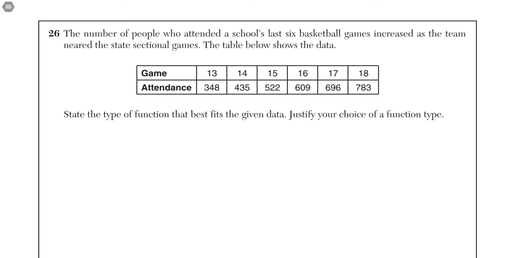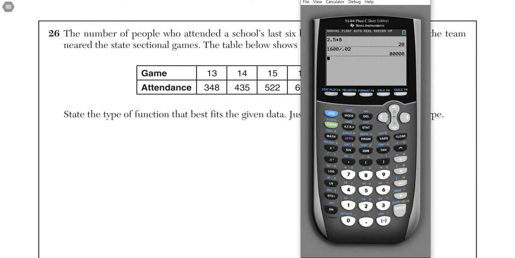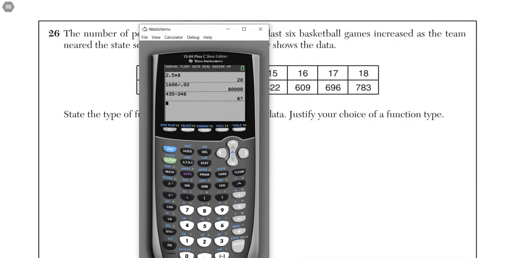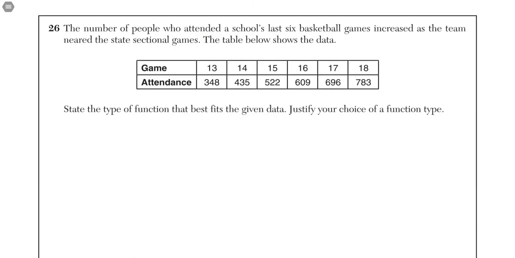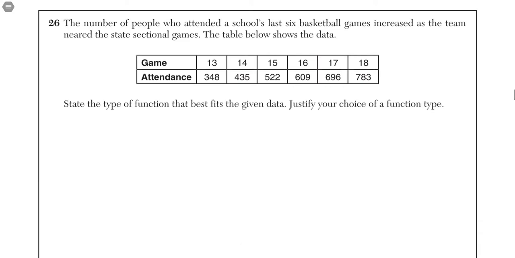So let's see, from 13 to 14, it was 435 minus 348. And let's see, from, let's say, game 17 to 18, if it's the same amount, then we know that it's linear. 87. So it's going up by a constant amount, 87 each game. So it's a linear function, and the justification is because it's going up the same amount each time.